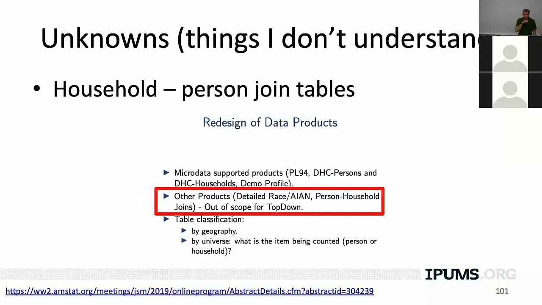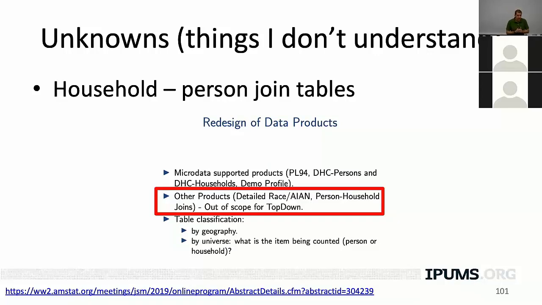The other thing that is an unknown yet is household-person join tables. So an example of this would be the number of children living in a household headed by a single female. As of today, that product cannot be created with the current top-down algorithm that they've developed. And I'm sure they're working on it, but as of today, a year out from when the data are supposed to come out, they cannot create that.